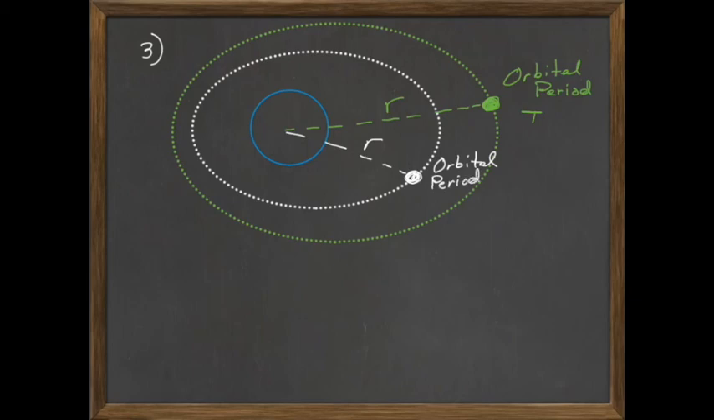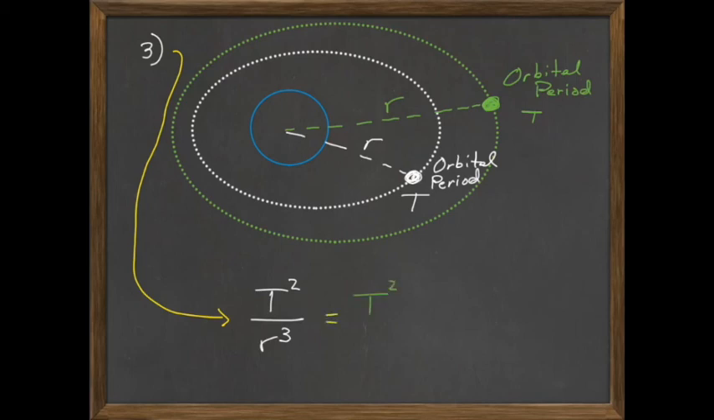Okay, it turns out that if I were to look at the ratio of the square of the orbital periods over the orbital radius cubed, this ratio is the same for every planet that orbits the Sun. So the important thing for Kepler's third law is that you recognize that this ratio is constant.